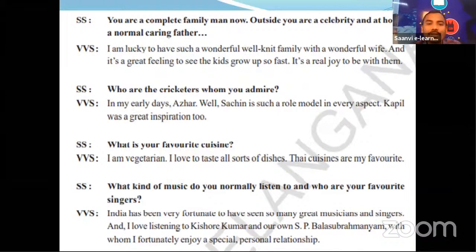"And it's a great feeling to see the kids grow up so fast. It's a real joy to be with them." We all know that VVS Lakshman used to play a lot of cricket for India. He used to play abroad, and in India, in different states, different countries. So he was not at home with his kids, but now he has found some time to stay with his family. So it's a real joy to be with them.